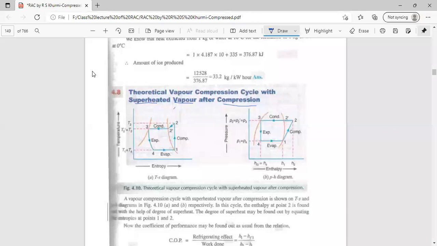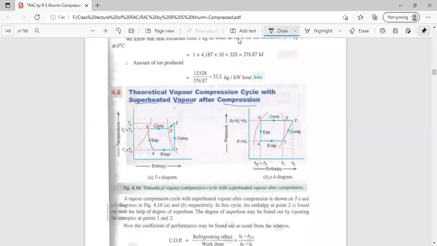We know the operation 4-2-1. Operation 4 to 1 is the evaporator, 1 to 2 is the compression itself, 2 to 3 is the condensation, and 3 to 4 is the expansion itself. Same is the case with the PH diagram, where the ordinate is the pressure and the abscissa is the enthalpy. And in the TS diagram, temperature is the ordinate and entropy is the abscissa.